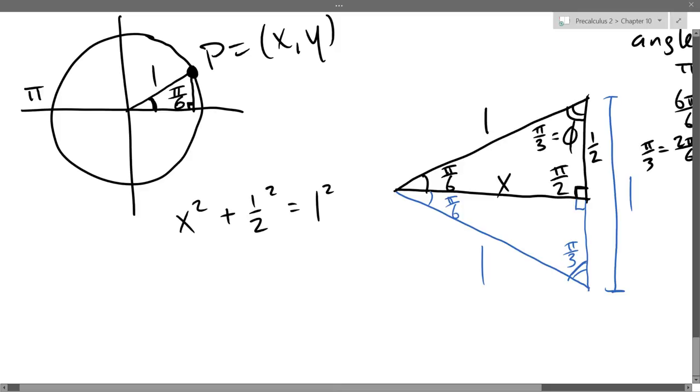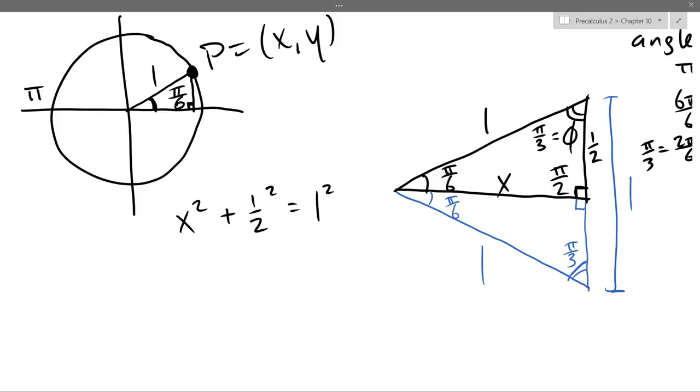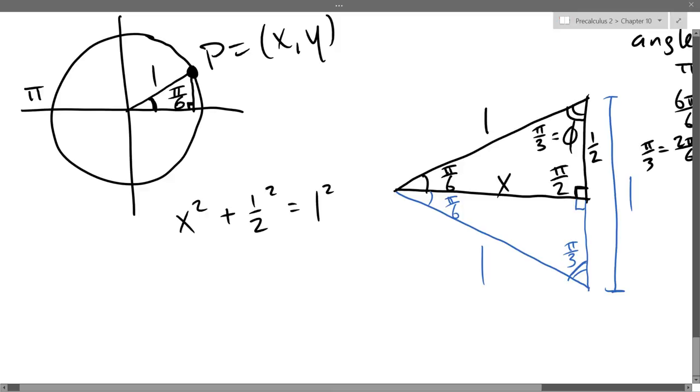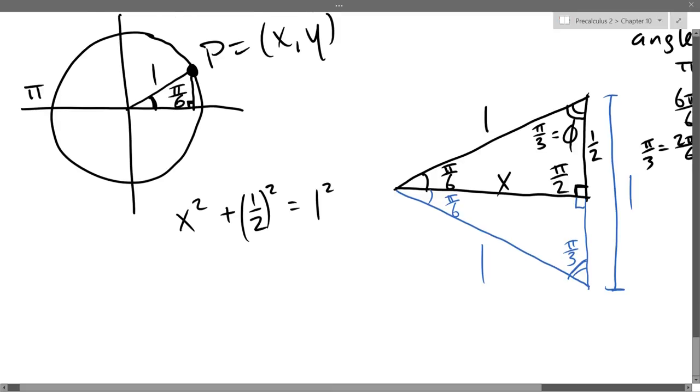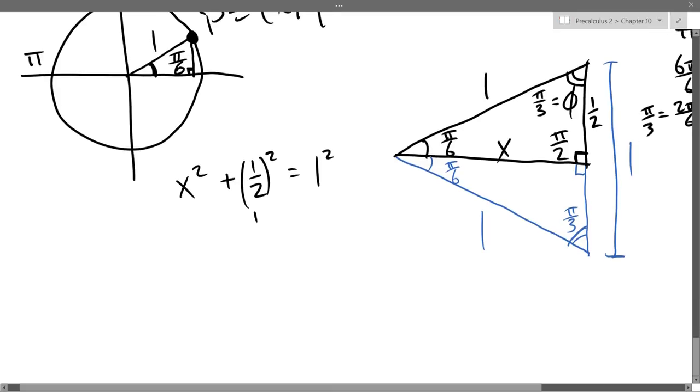What is misleading about the way I wrote 1/2 squared? It looks like the 1 squared, not the 1/2. Yeah, so I need to make sure I square the whole fraction. Don't just square the numerator. So I need to write 1/2 squared. All right, 1/2 squared is 1 squared over 2 squared, or 1/4. Whoa, that should be a plus.